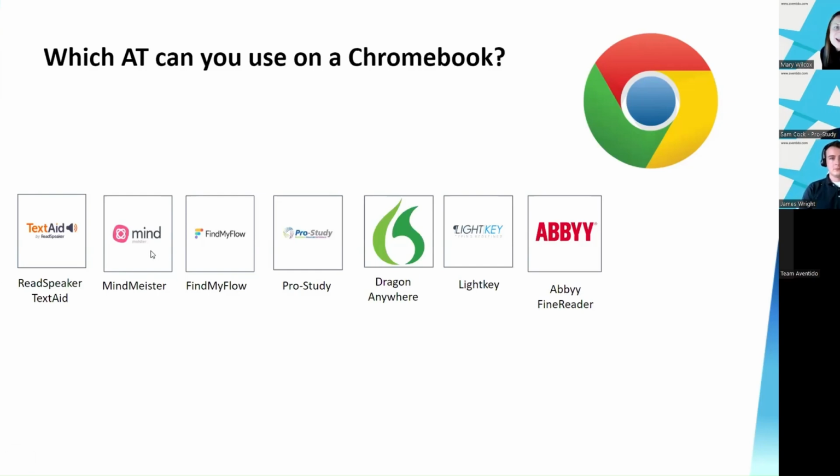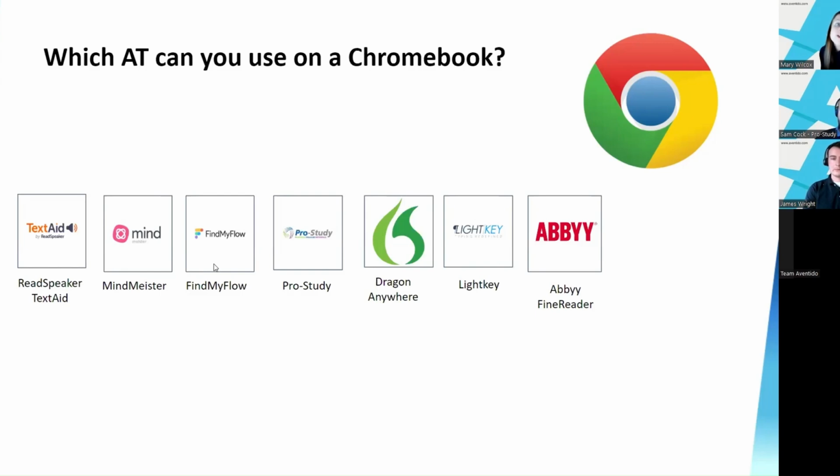With MindMeister, it's similar. You go to the website, so it's a web app to make your mind maps, and the Chrome extension is a shortcut to your mind map. So you can click on the Chrome extension and then click on the mind map you want to work on, and it's quick to get to.